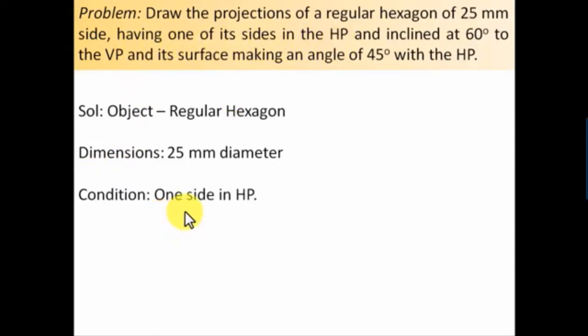One side in HP. Apart from that, if you watch carefully, the surface is making an angle of 45 degrees with HP. That means theta surface is going to be equal to 45 degrees. Now apart from that, there is this edge which is already in contact with the horizontal plane, and at the same time it is kept inclined at 60 degrees to the VP. So any inclination associated with VP is denoted by phi. So phi edge, or phi side, has been given to us as 60 degrees.